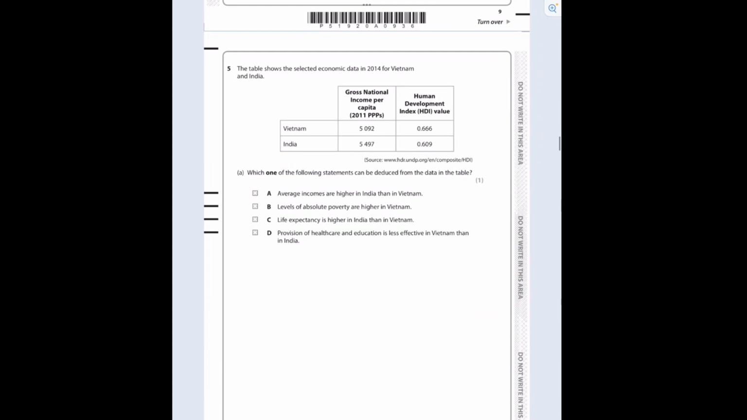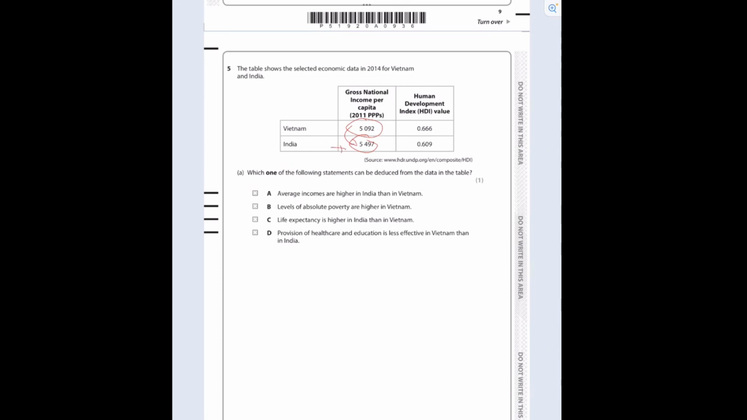So this is the last question. The table for section A. The table shows the selected economic data in 2014 for Vietnam and India, GNI and HDI. Which one of the following statements can be deduced from the data in the table? Average incomes are higher in India than in Vietnam. Yes, GNI is higher in India.